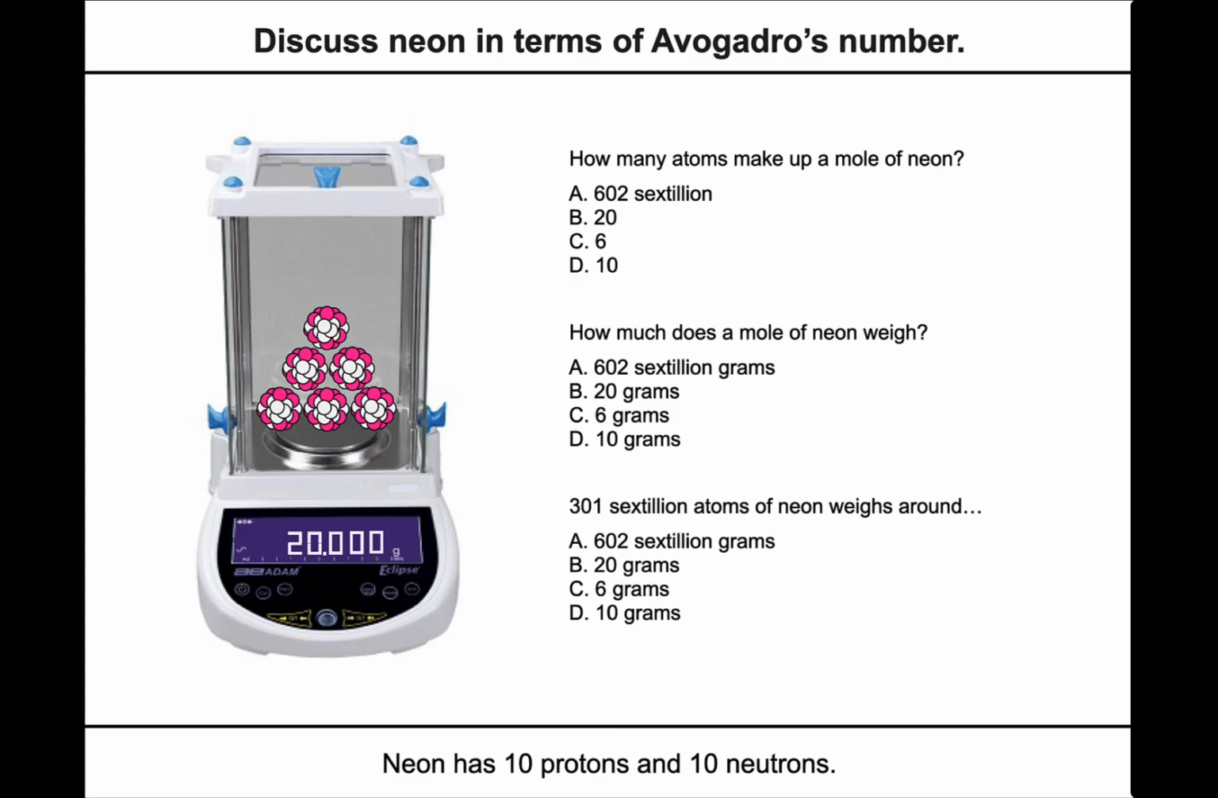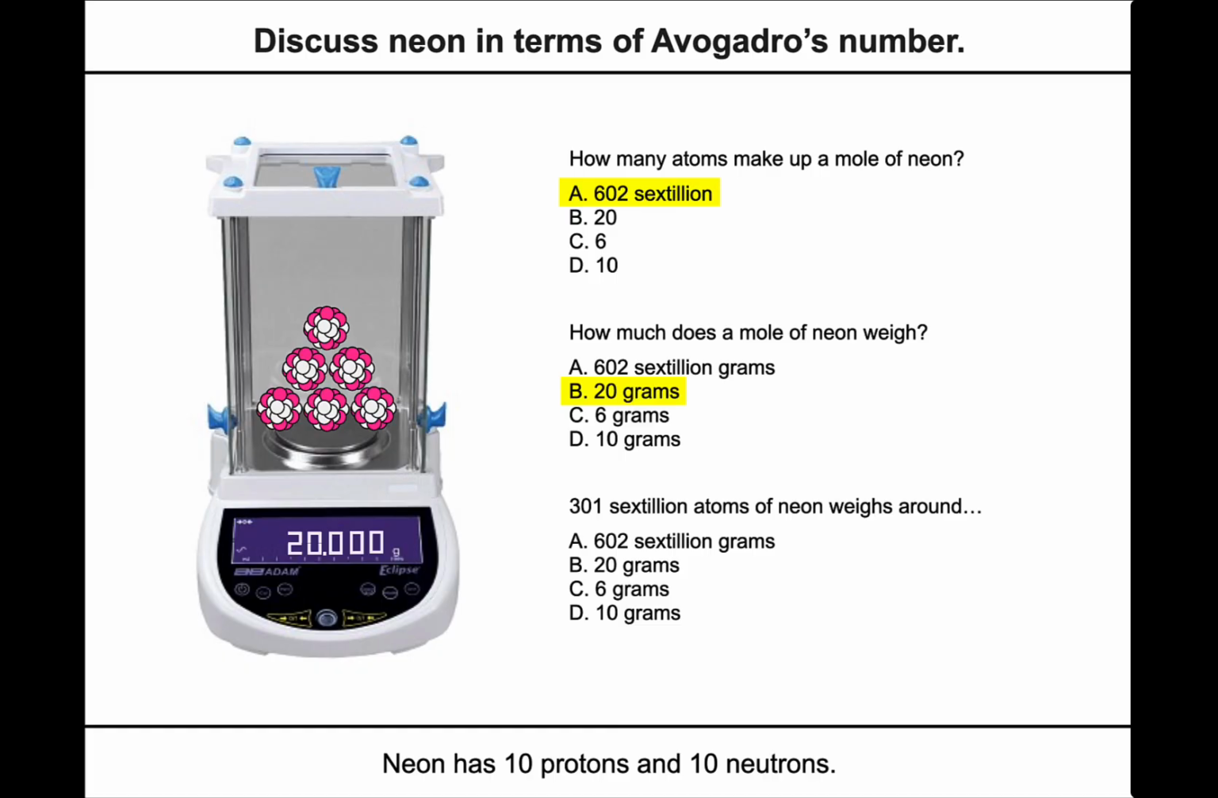All right, the first question. How many atoms make up a mole of neon? Well, a mole of anything is 602 sextillion, right? It doesn't matter what it is. A mole is a mole. A mole is 602 sextillion. How much does a mole of neon weigh? Well, it says it right there. It weighs 20 grams. Why does it weigh 20 grams? Because there's 10 protons and 10 neutrons.